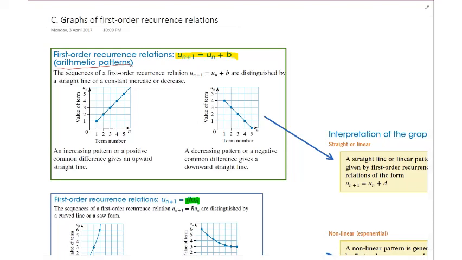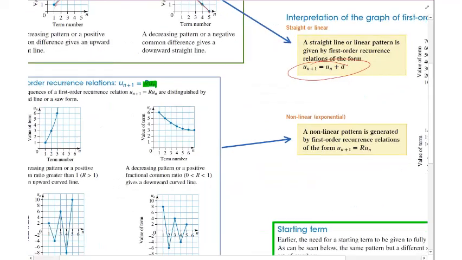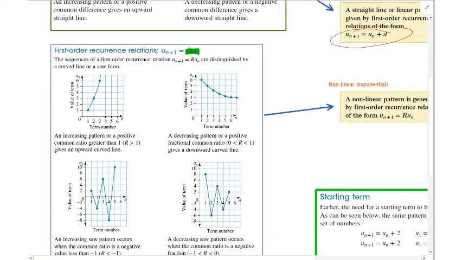But what we find is that they're a straight line, or constant increase or decrease. Okay, and as you can see, increasing positive or decreasing negative in that way. Okay, and as you can see here, a straight line or linear pattern is given by the first order recurrence relations of this form. If I've got them in that form, I get a nice straight line. I'm going to come back and make a comparison between a couple of things in a moment.